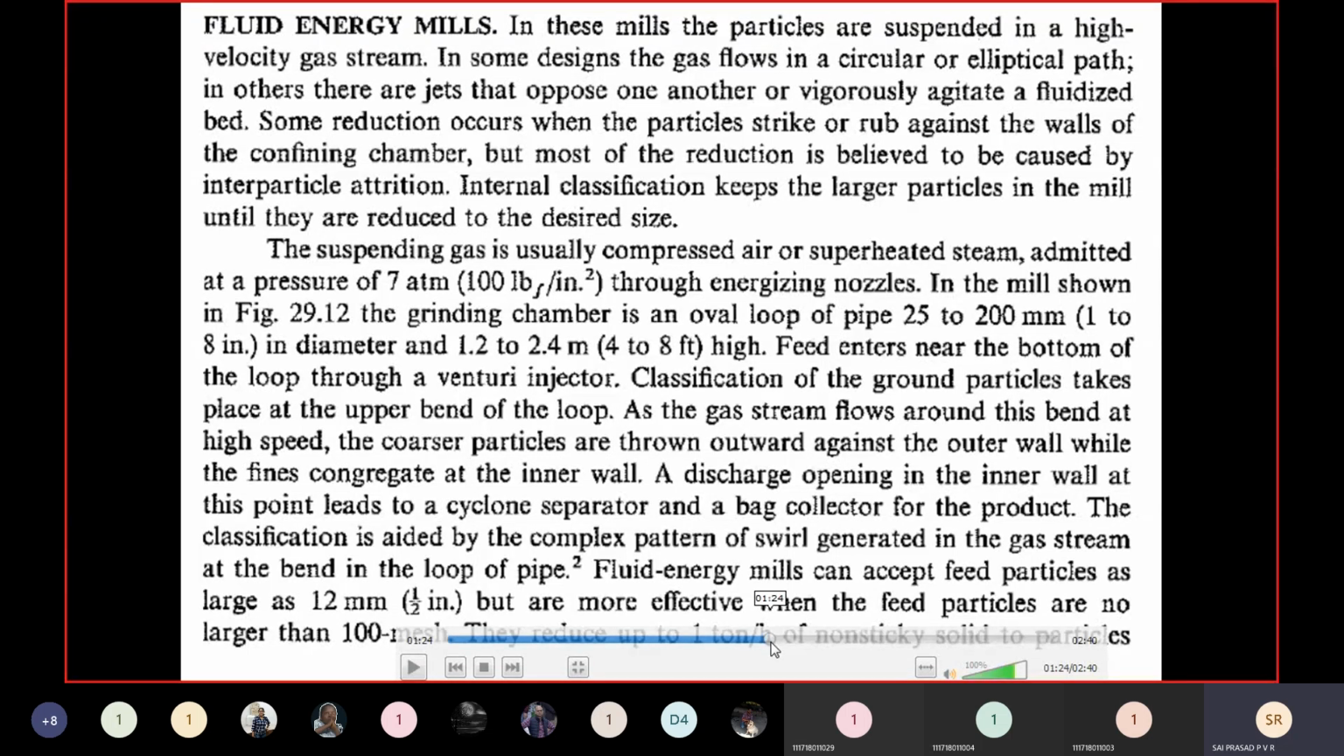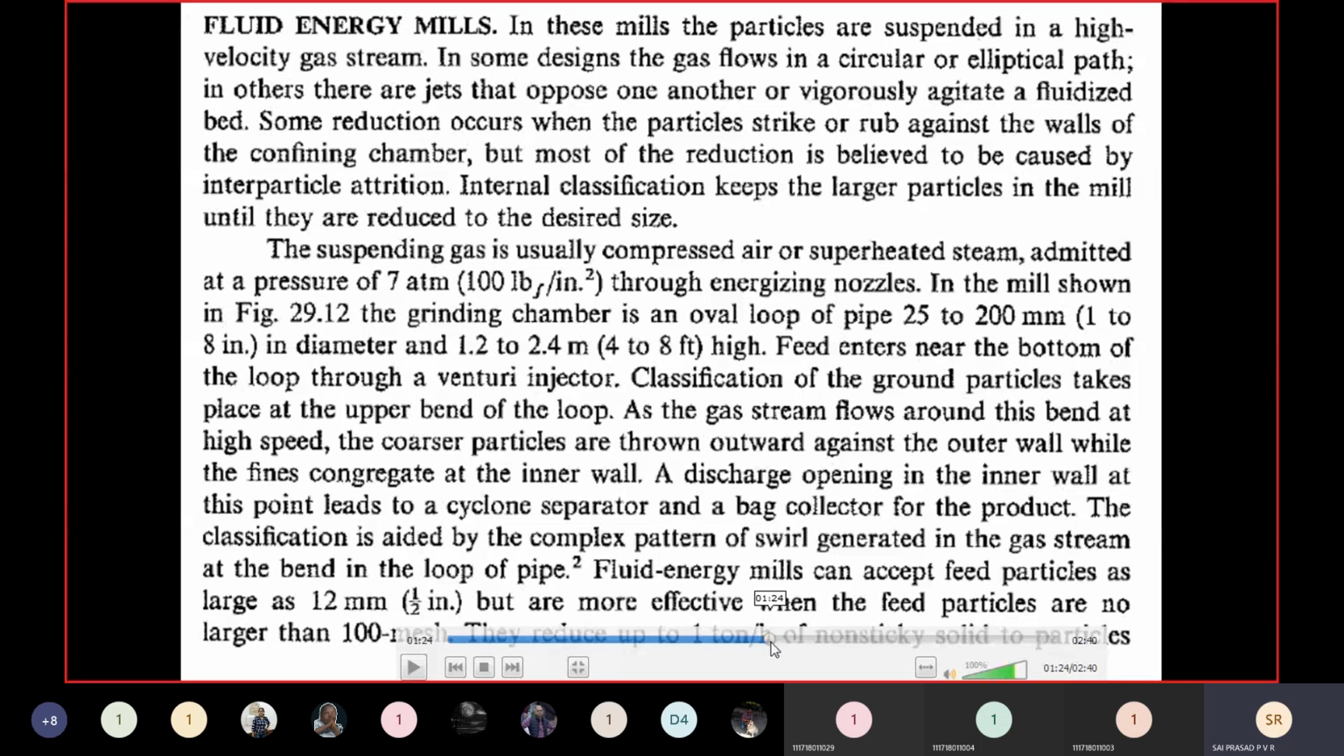In some designs, the gas flows in a circular or elliptical path, depending upon the shape of the fluidized energy mill. So here we have seen a longest loop. Okay, it is there. So in some designs, the gas flows in a circular or elliptical path. In others, there are jets that oppose one another or vigorously agitate a fluidized bed.